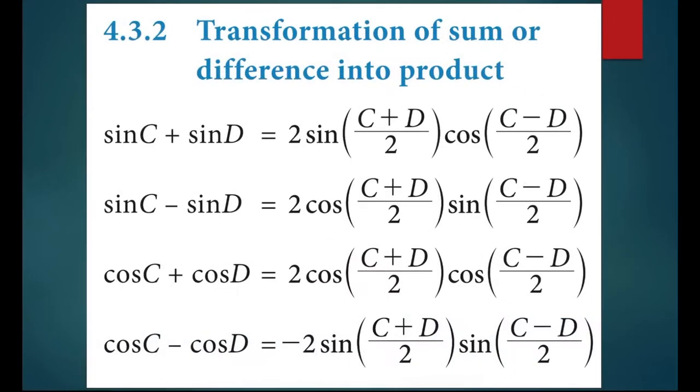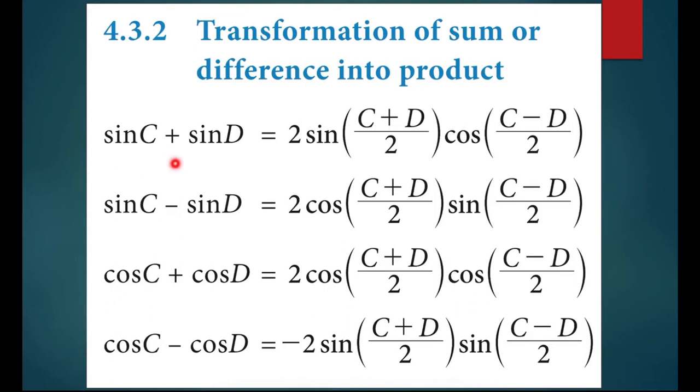Now, transformation of sum or difference into product. So far we converted products into sum or difference. Now sum or difference is converted into product. These four are very important formulae.